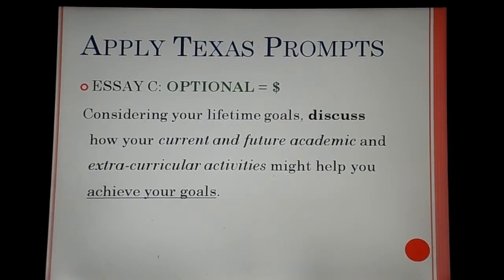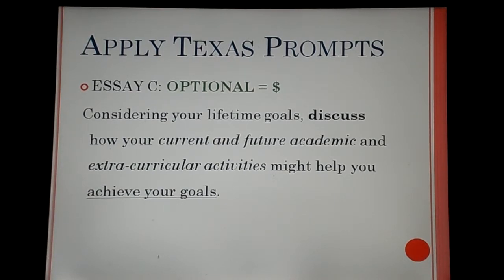ApplyTexas prompts. Essay C is usually an optional essay, but it is usually used if you have more financial need. If you know you're going to request more money to cover your education, this essay can actually get you $20,000 for your whole 4 years, $5,000 per year, to pay off your school education. So I'm going to suggest you fill out this essay because it can actually introduce you to more scholarship opportunities that are given by the university.